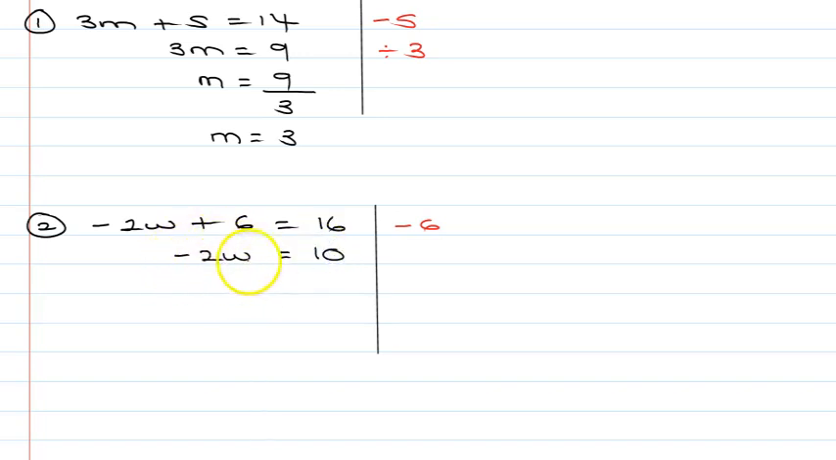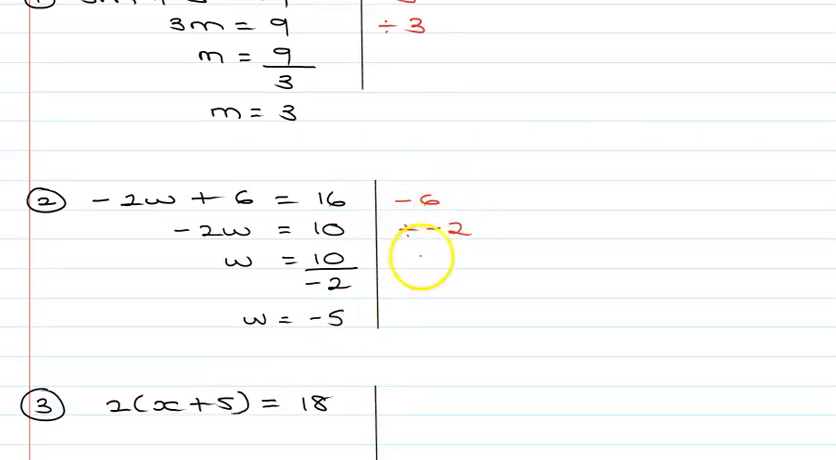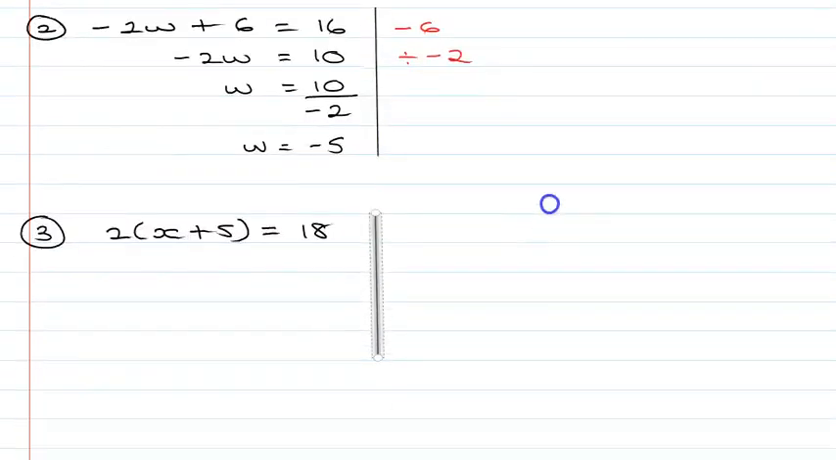Currently the minus 2 is multiplying by the w, so the inverse of multiply is to divide, so I'm going to divide by negative 2. And remember I need to do that to both sides. So that just leaves w on the left, and on the right I've got 10 divided by the negative 2, leaving me with w equals negative 5. And again, you can see that that was a two-step equation because it involved two steps.